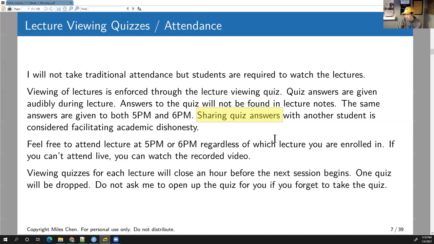One quiz will be dropped. And if you just forget, you just lose out those points. It's not a huge deal, okay? There's probably gonna be like 25, 26 of these quizzes. They add up to a whole of about 10 percentage points. So we're looking at about 0.4 percentage points per quiz. If you miss one, it's not the end of the world. You'll just miss out on those points, okay?